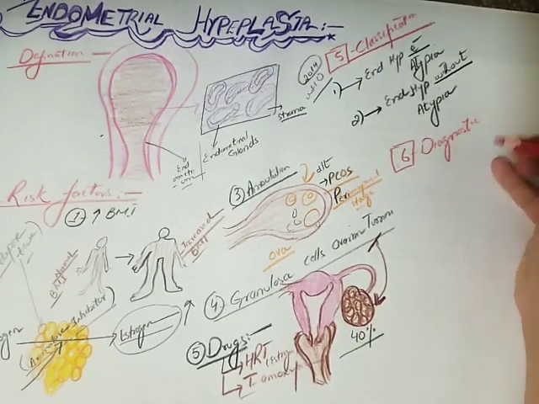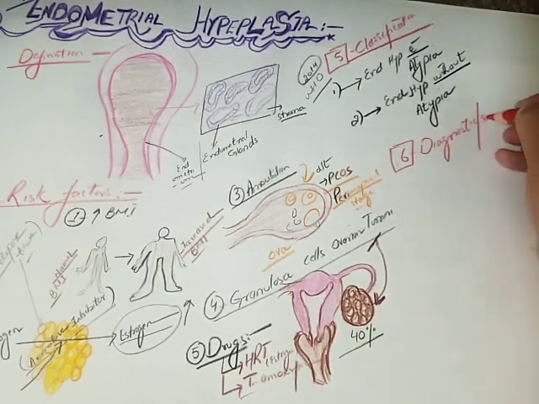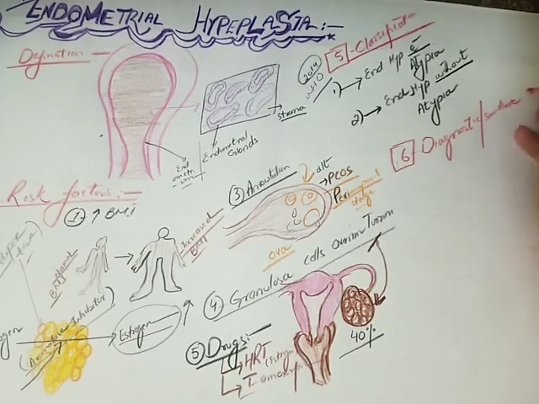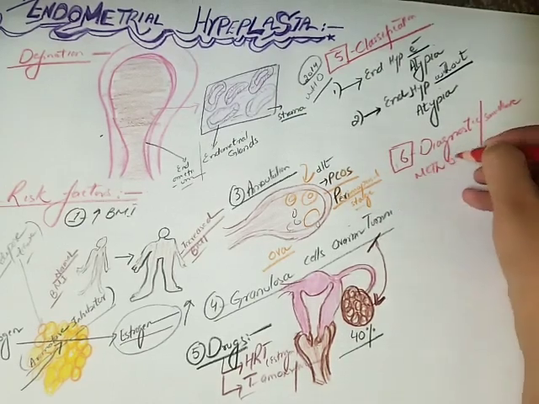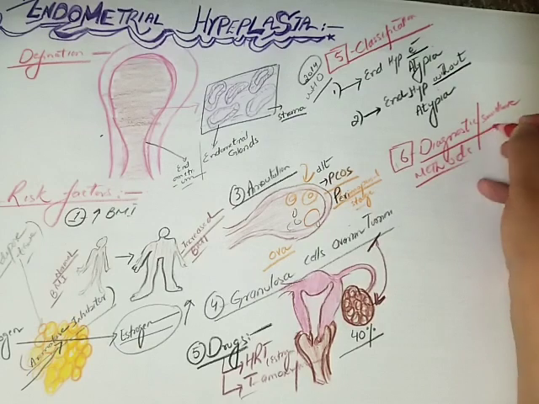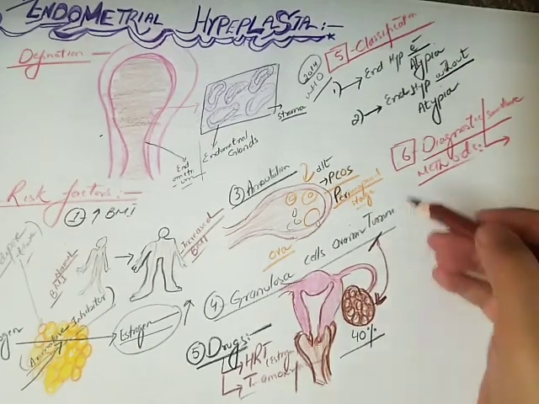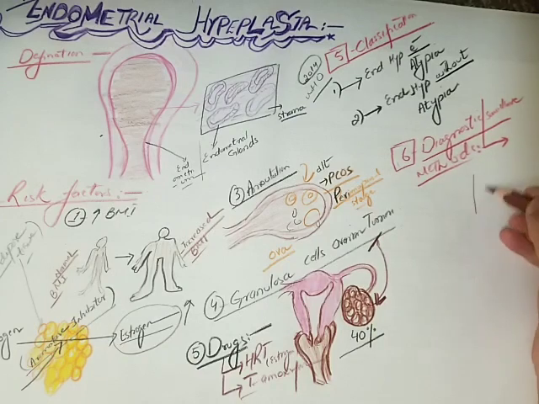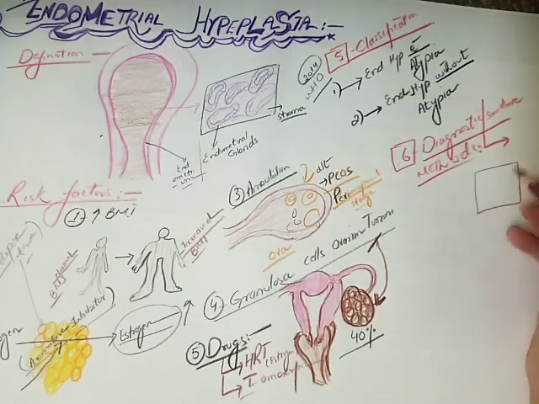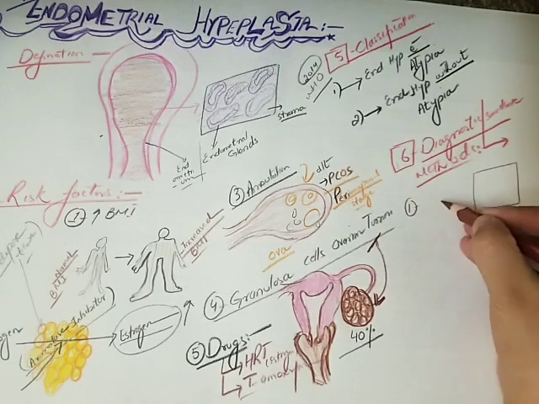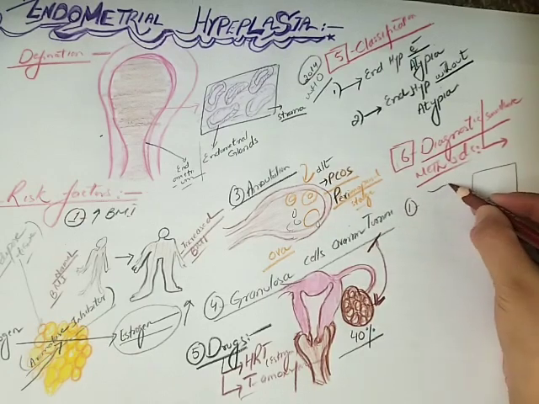Okay, diagnostic or surveillance method. Okay, which methods have been employed in the diagnosis and surveillance of endometrial hyperplasia? The first method is that of the histological examination of the tissue, which we have taken by doing endometrial biopsy.